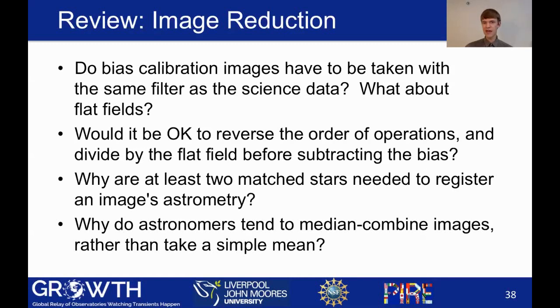Second, would it be okay to reverse the order of operations and divide by the flat field before you subtract off the bias? And why or why not? Third, why do we need 2 matched stars to register an image's astrometry versus the global coordinate grid? Why not just 1? And then finally, why do we tend to use median combinations in these steps rather than a simple arithmetic mean?